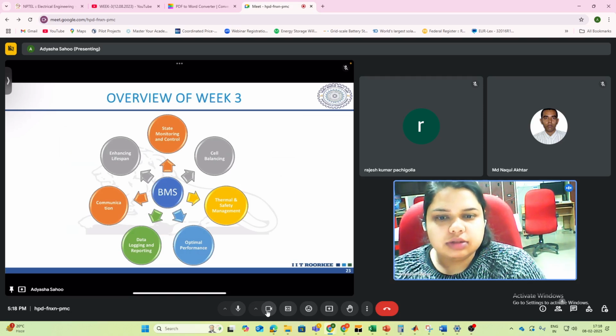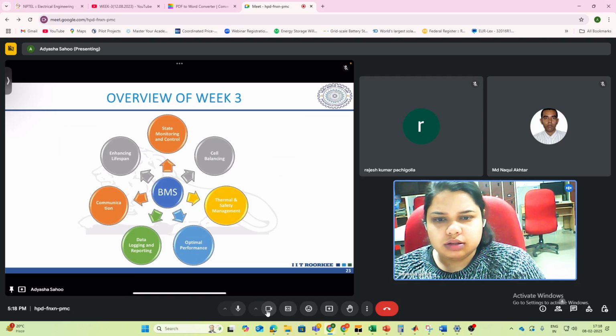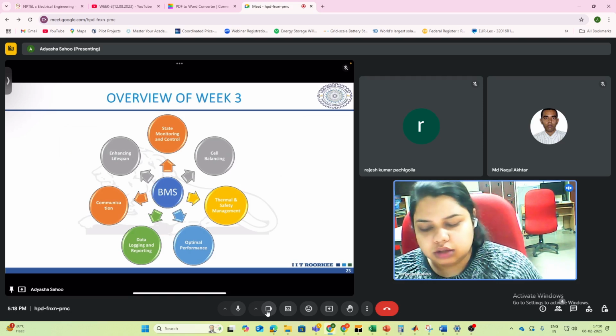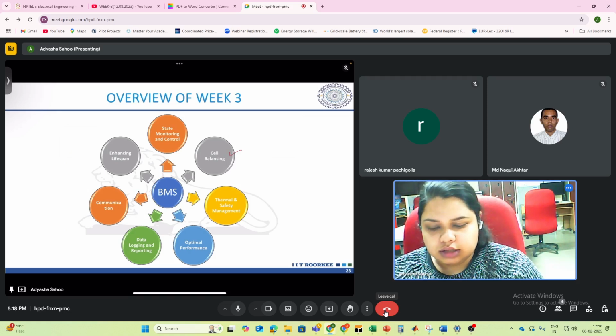The battery management system is basically installed near where the battery is installed, or in a control room, and its function is basically to look after the overall operational health of the battery. So it undergoes functions such as cell balancing, that we will see in the next slide, then thermal and safety management.